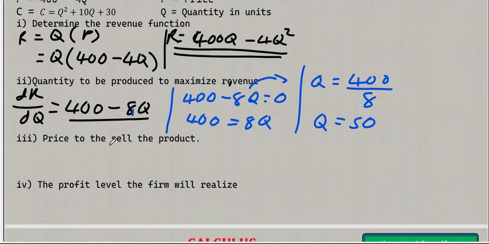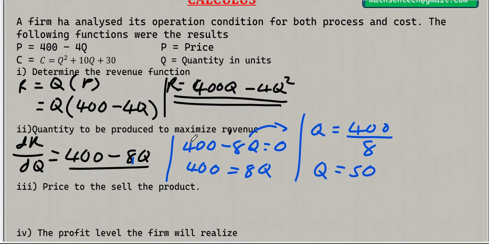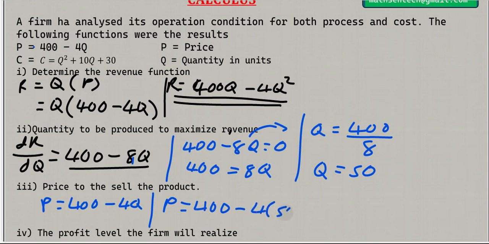Okay, now the price to sell the product. We already have the price function right here. P equals 400 minus 4Q, because you have been told to find the price to sell. So you just substitute Q with 50. So now the price will be 400 minus 4 times 50, and this will be 200. So your price will be 200.